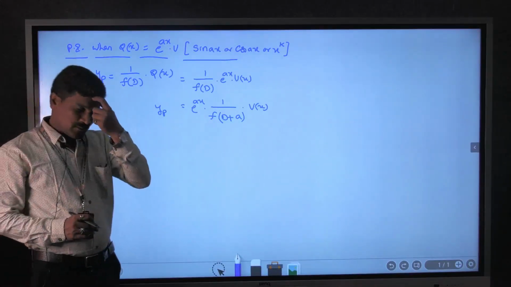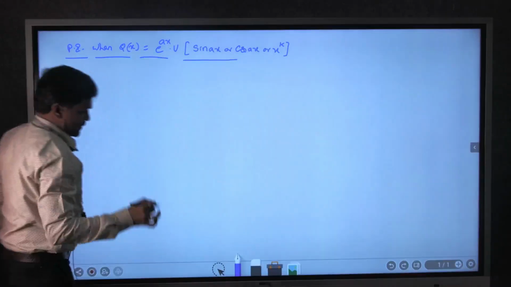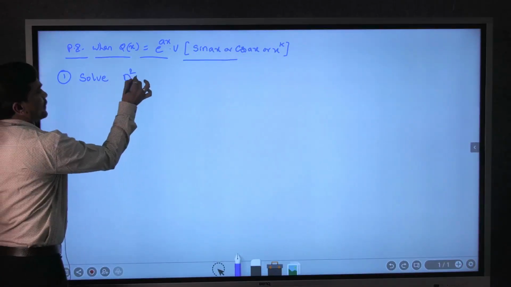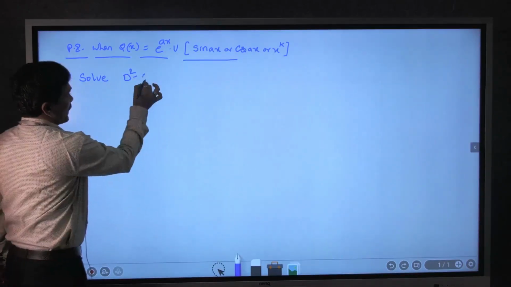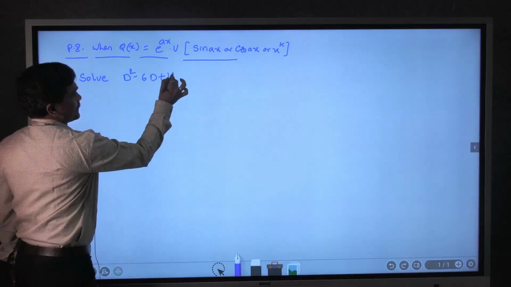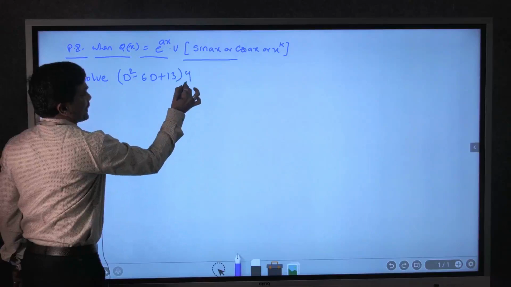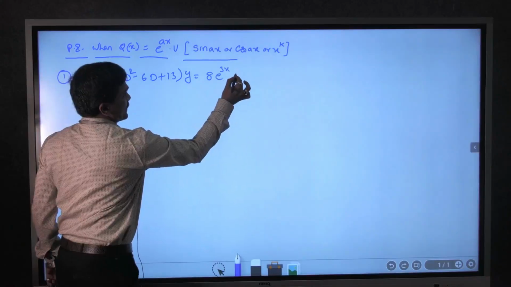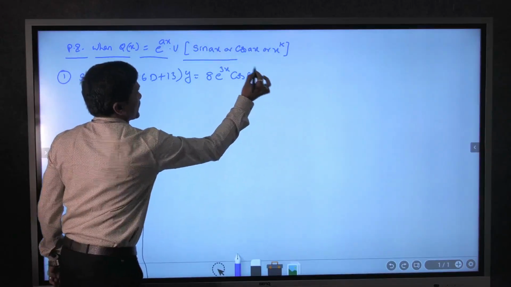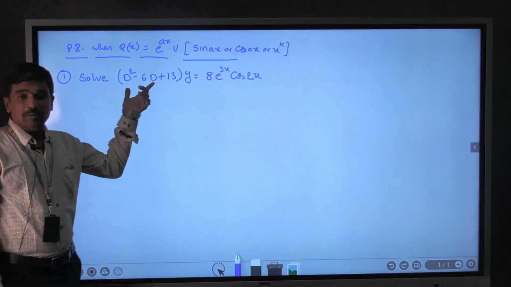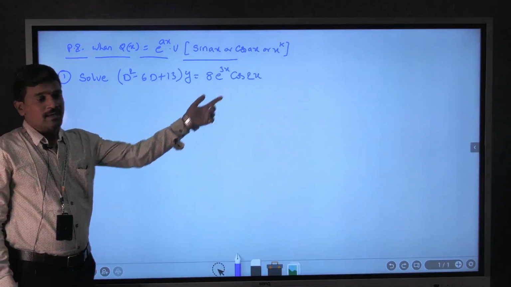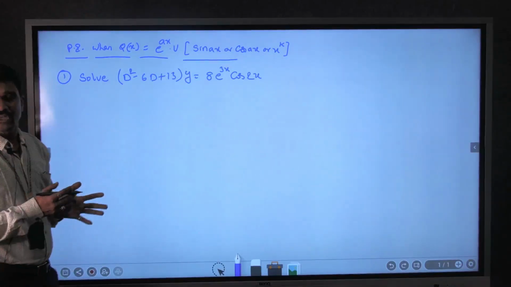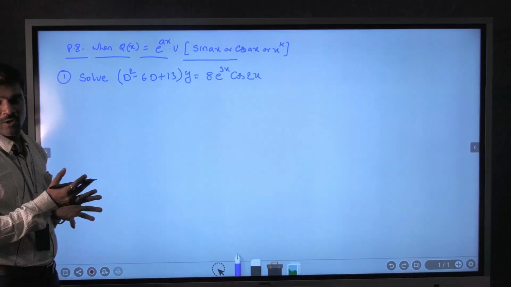Now we take one problem and solve. D square minus 6D plus 13 of y is equal to 8 e power 3x into cos 2x. This is our problem. This is in the form of f of D into y is equal to Q of x. Then find particular integration and complementary function. So first of all, find complementary function.